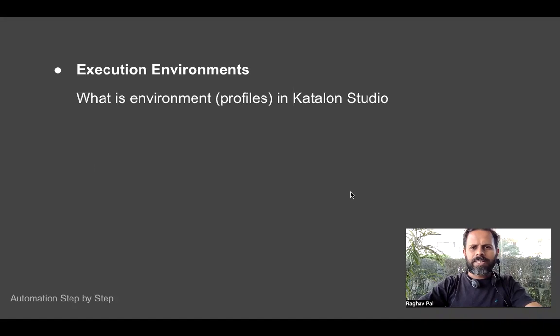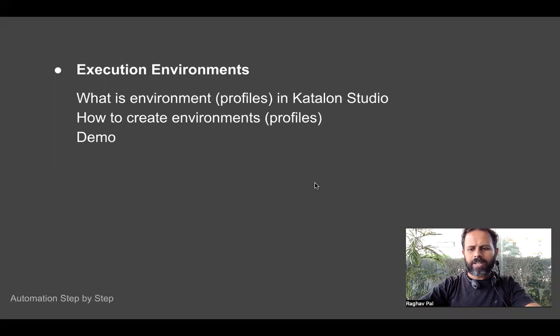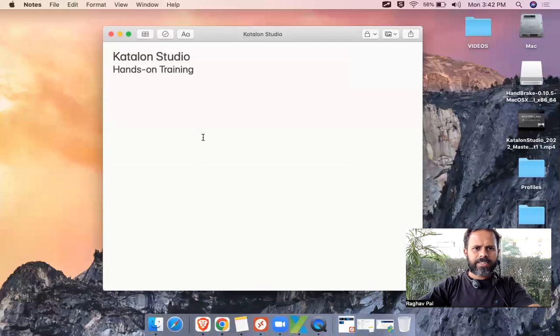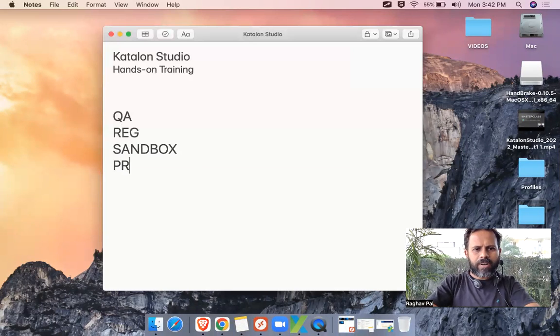So what is an environment or execution profile in Katalon Studio? How do we create environments or profiles? We will look at a demo. So before I show you the demo and the steps, in general, when we are doing testing in our organizations, we have multiple environments. We can have a QA environment, we can have a regression environment, we can have a staging or a sandbox environment, we can have a pre-prod environment, and so on.